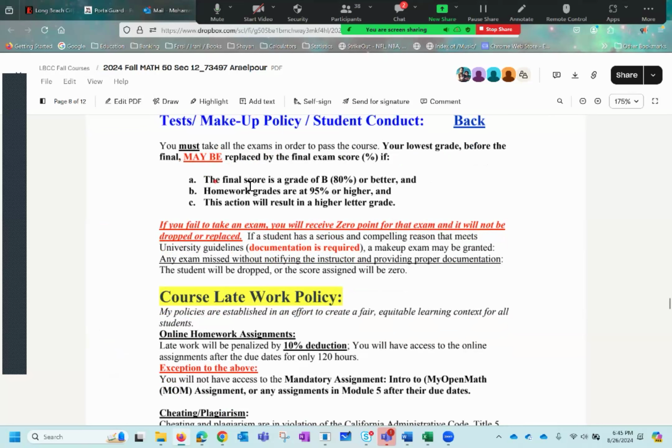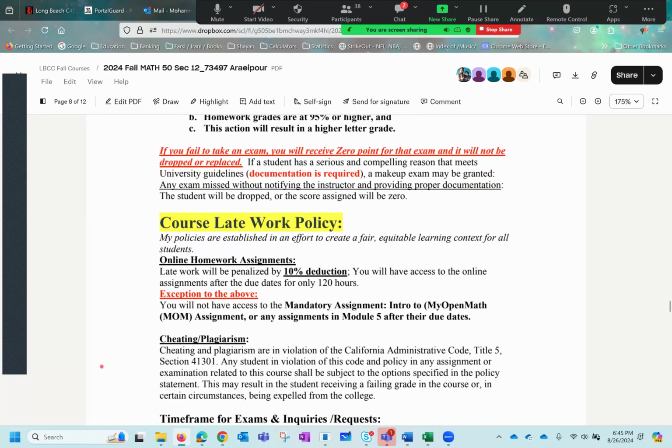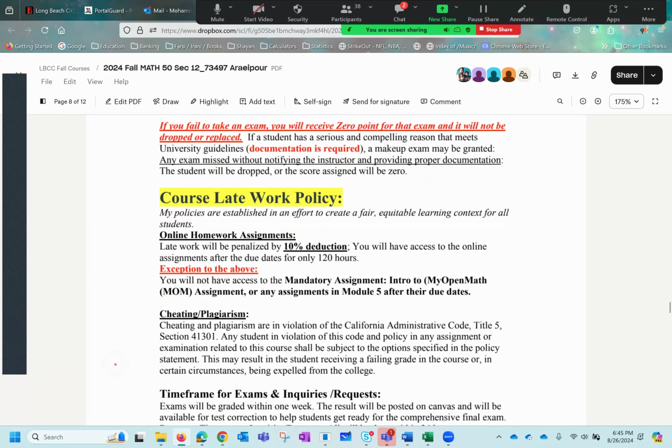If the final score is a grade of B, that means 80% or better, and homework is at 95% or higher, and this action will result in a higher letter grade. So if I do that and your course grade doesn't change, it defeats the purpose. And if you fail to take any of the exams, you receive a 0 and they won't be replaced.